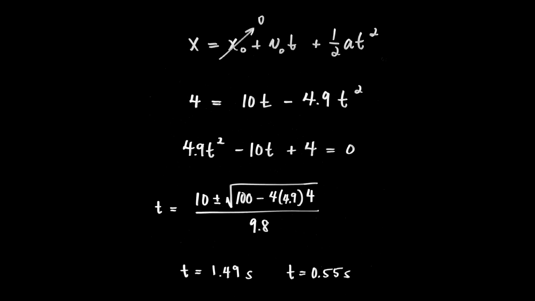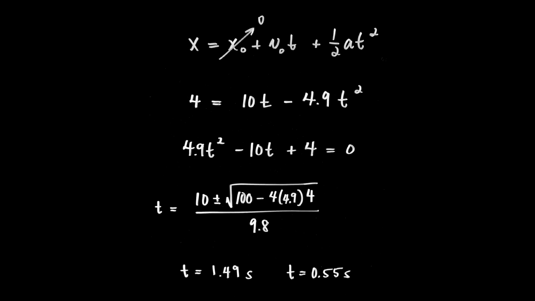So I'm going to find the time here by doing negative b. Well, the term that's in the b position here is negative 10. So negative that is 10 plus or minus the square root of b squared, which is 100, minus 4 times a, which is 4.9, times c, which is 4. Divided by twice a. Well, a is 4.9 and twice that is 9.8. That's the quadratic formula applied to this quadratic equation.